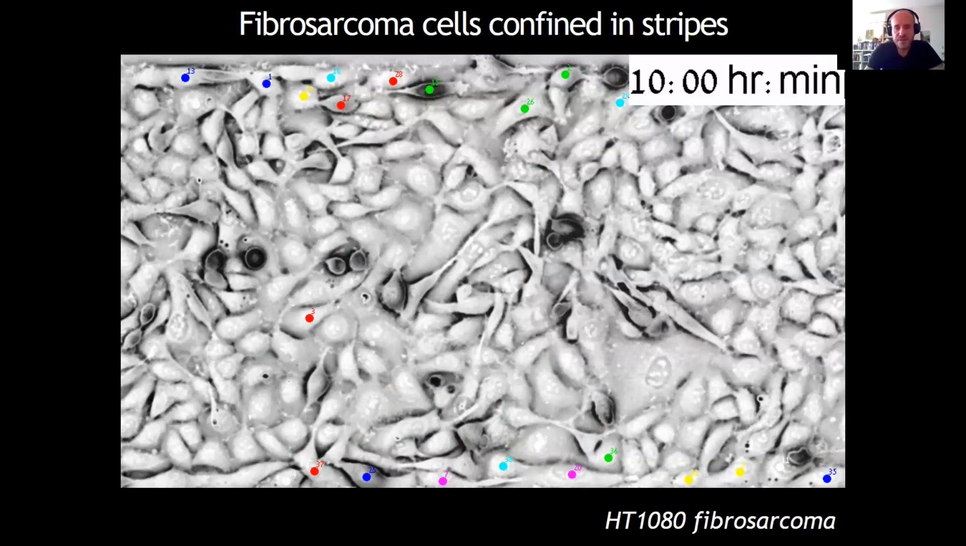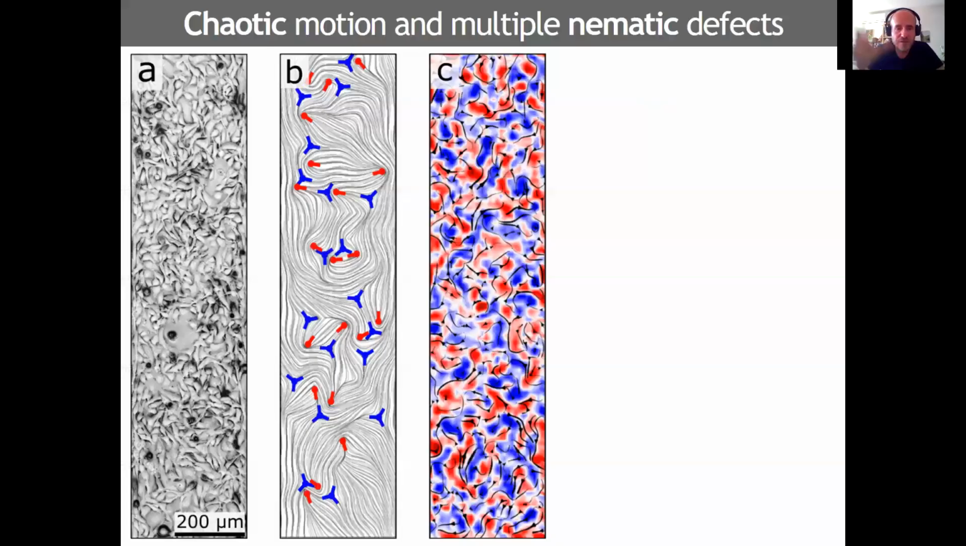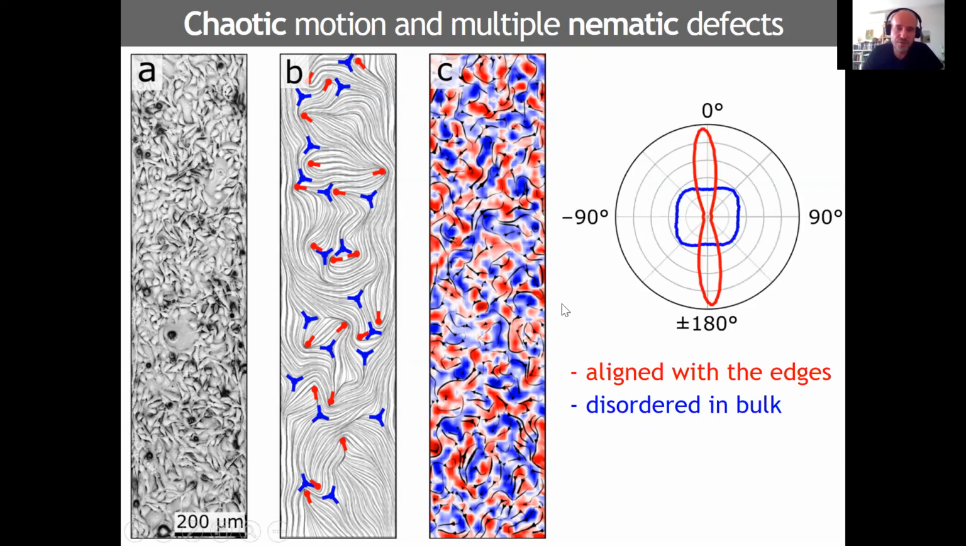So from these images you can get an impression. There are multiple defects in these kinds of systems, and the motion looks quite chaotic all around, right? Again, the heat map is the vorticity map. But there is a bit of order. Cells on the border, right? This is the distribution of cells on the border. The red ones align with the border. And it remains disordered more or less in the bulk.